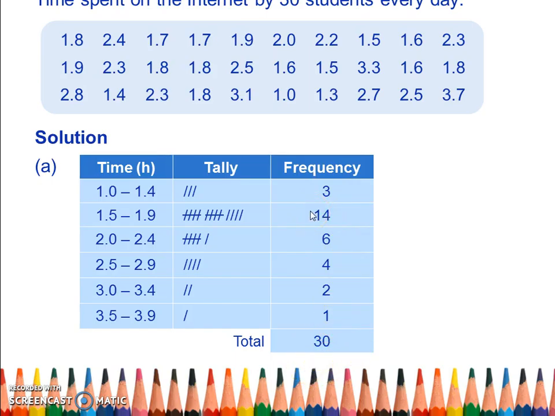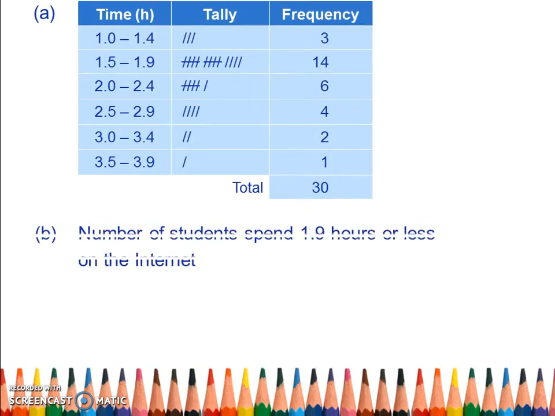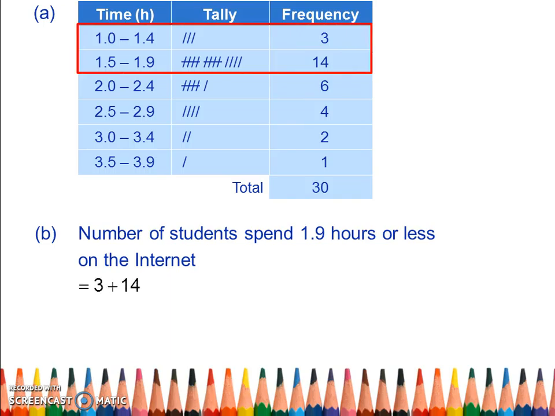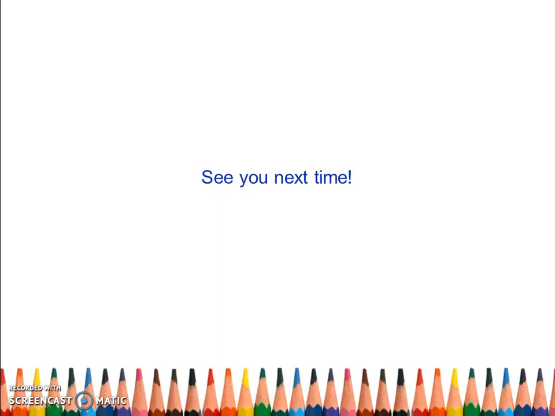So you can see that from this table, you can find out the number of students who spent 1.9 hours or less. So you just look at the first 2 groups. So you add them up. Okay, 3 and 14. So altogether it will be 17. Okay, so this is the organization of data. So see you next time.